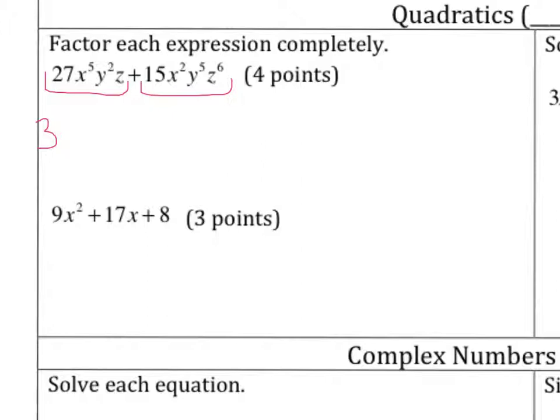Then I'm going to look at my x's. I've got an x to the 5th and an x squared. The most they have in common is an x squared. Then I'm going to look at my y's. I've got a y squared and a y to the 5th. They only have a y squared in common. Then I'm going to look at my z's. I've got a z and a z to the 6th. They only have one z in common.